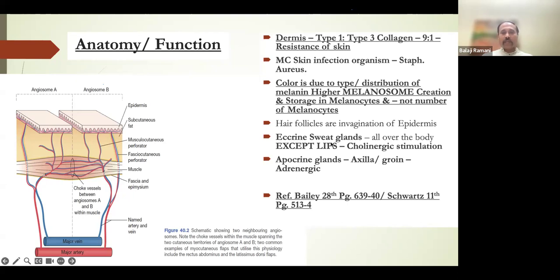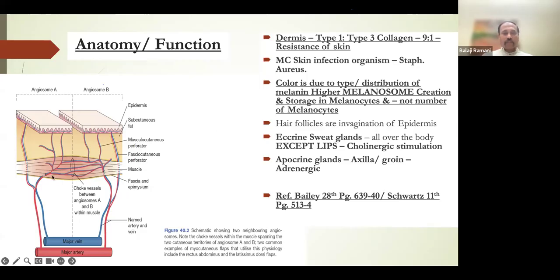So these are known as the apocrine sweat glands. These apocrine glands are under adrenergic stimulation. Cholinergic stimulation is generally important, but for the apocrine glands, it will be the adrenergic stimulation that will be more important. So cholinergic and adrenergic variation in terms of sweat glands is something we need to be aware of, that may come as a question.